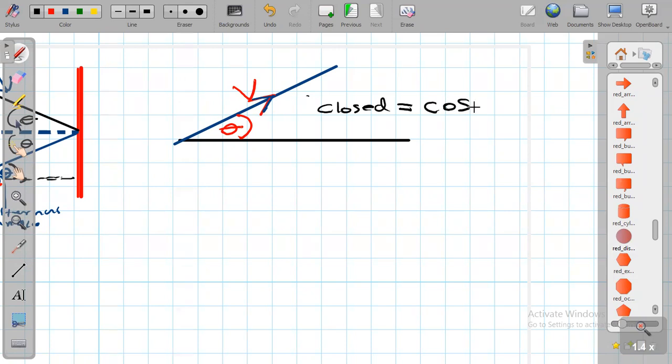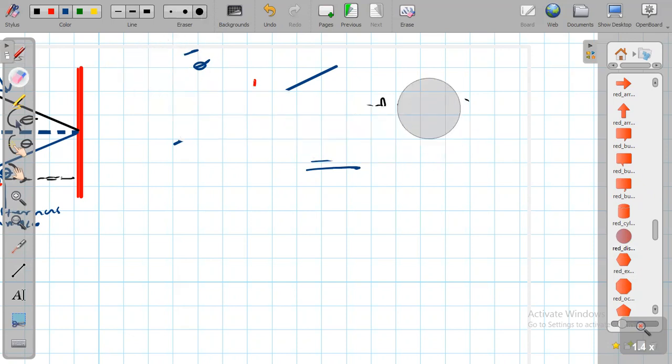I told you to use it closed. You can use cos. If the angle is closed, cos, that's easy to find out. So this one is V cos theta. This open side is going to be V sine theta. V cos theta, V sine theta. Okay. That's the same technique I am going to apply here.